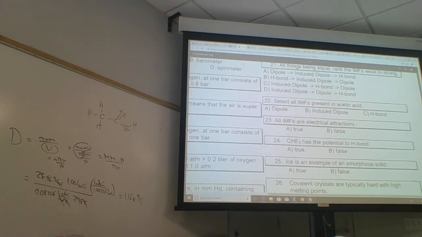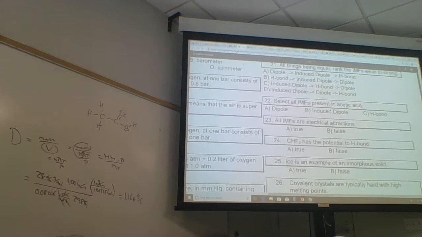23, all IMFs are electrical attractions. True. CHF3 has the potential of a hydrogen bond. CHF3.